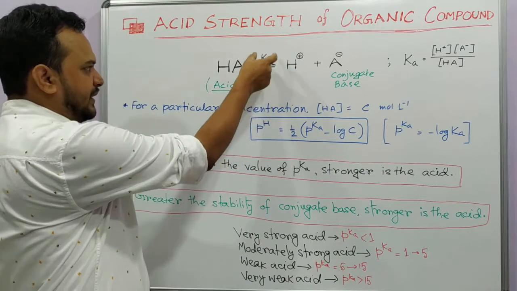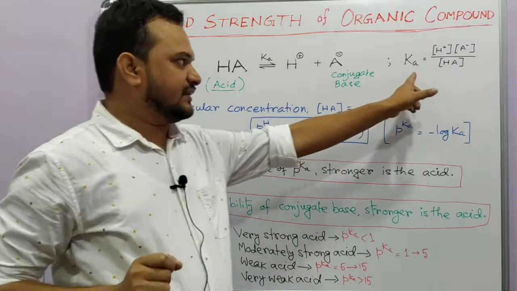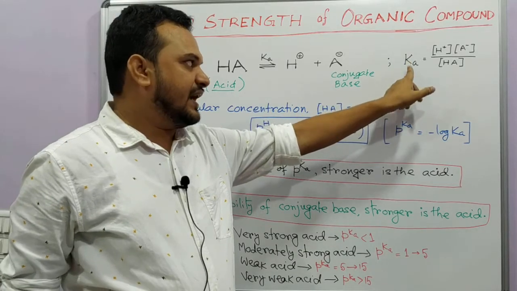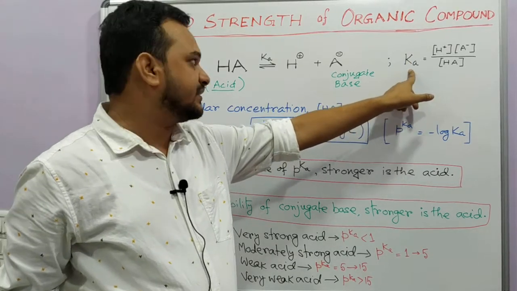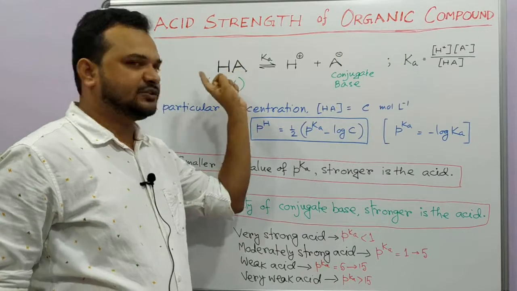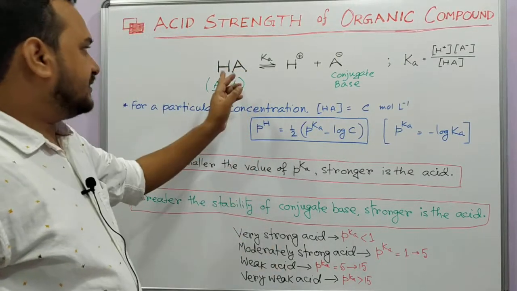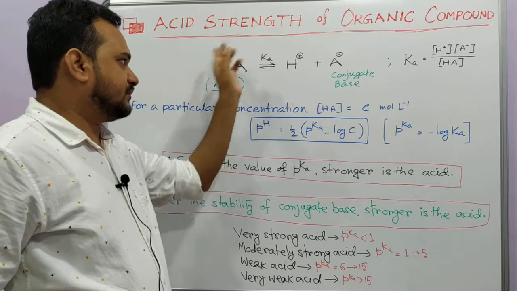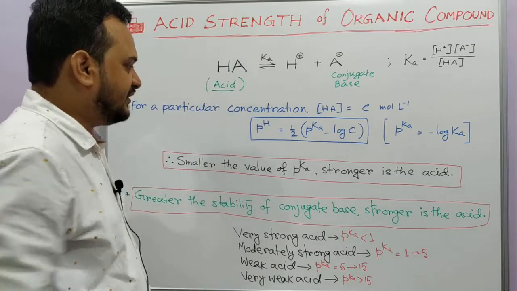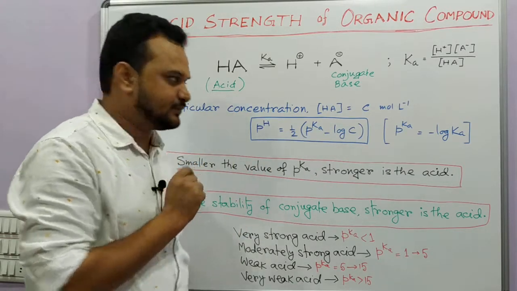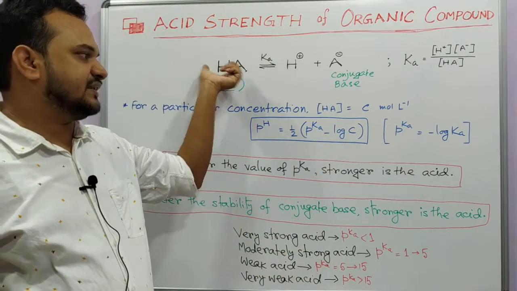And this equilibrium has an equilibrium constant like this. This Ka is also known as acid dissociation constant. Acid dissociation constant is nothing but the equilibrium constant for the dissociation equilibrium of the acid. And the pH of this acid solution is given by this equation, pH equals half into pKa minus log C, where C is the concentration of the acid that you have taken.